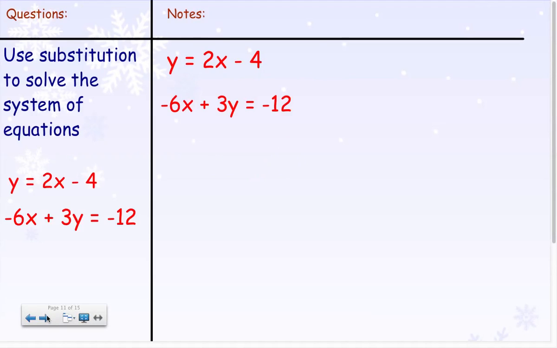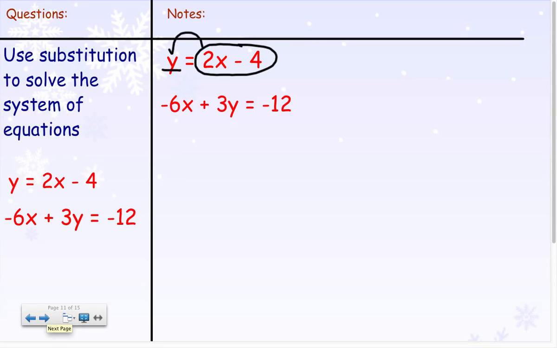All right, use substitution to solve the system of equations. So we have y equals 2x minus 4 and negative 6x plus 3y equals negative 12. Now the first thing I'm going to do is look for the variable that's all by itself on one side, and that's this y right here. So I'm going to circle what it equals, which is 2x minus 4.